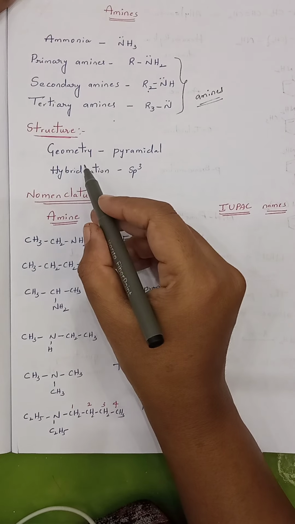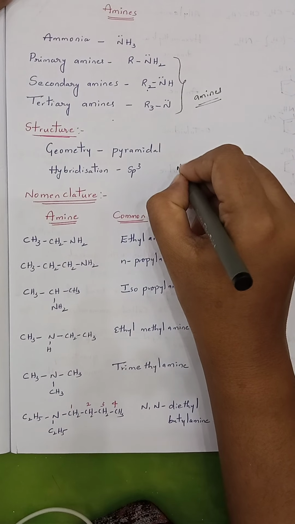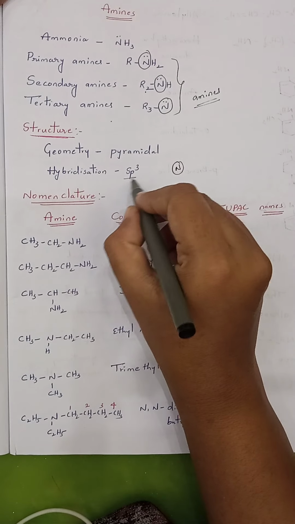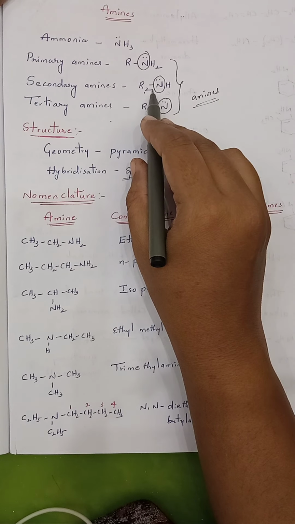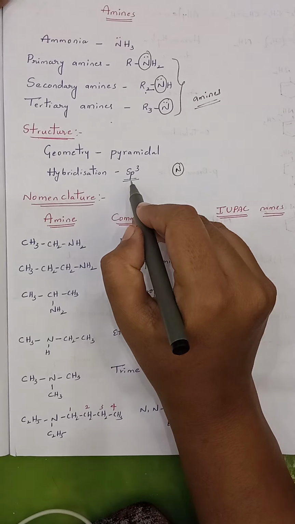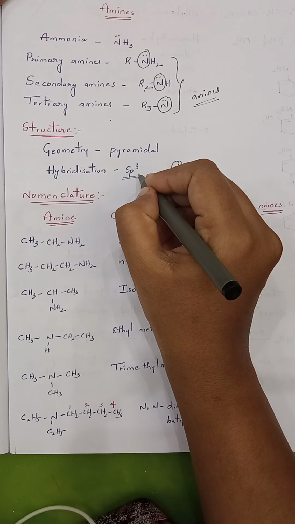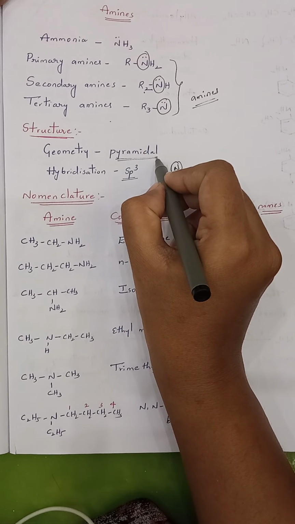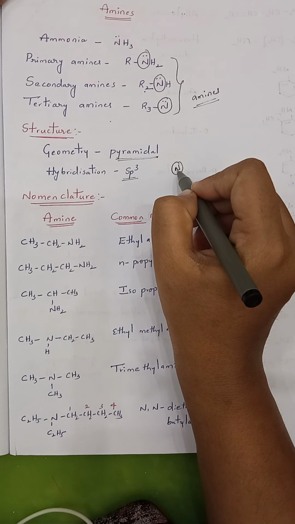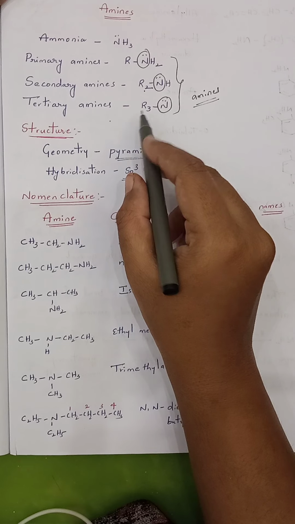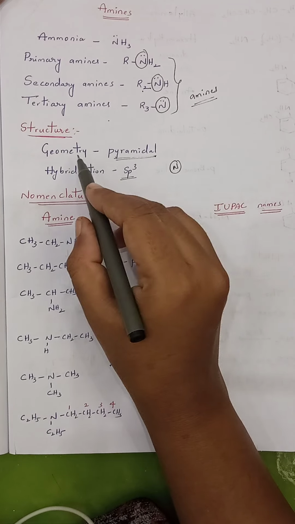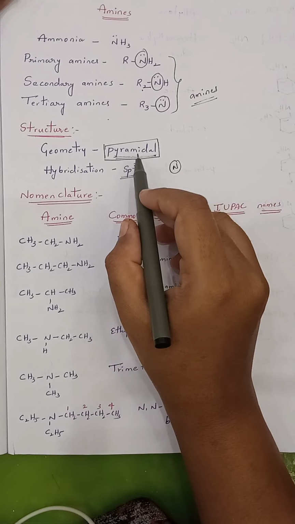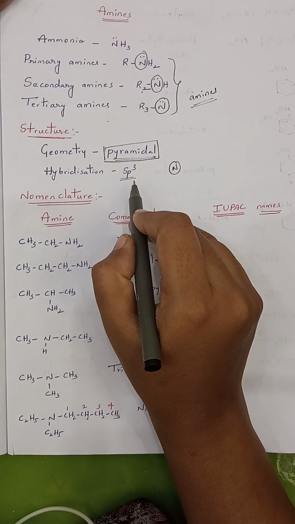If you observe the structure of amines, the central atom is nitrogen. The central atom participates in sp3 hybridization because around it only single bonds are present. Because of sp3 hybridization its geometry would be tetrahedral, but here it is a pyramidal shape because nitrogen is not attached to 4 different atoms. It is attached to a maximum of only 3 atoms, so it does not show that geometry. Its geometry is pyramidal. This is also important: the geometry of amines is pyramidal, and the hybridization of nitrogen here is sp3.